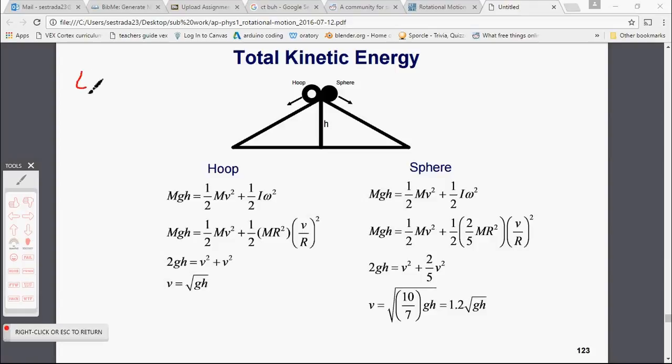So if we have change of x, linear displacement, and we want to find angular displacement, this is the relationship that we use. That's not a v, that's an r.